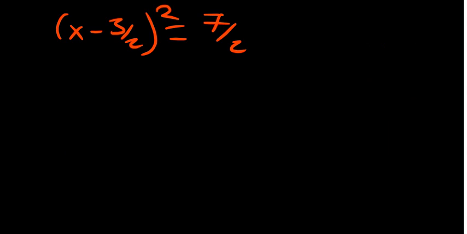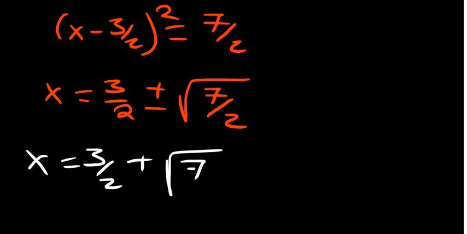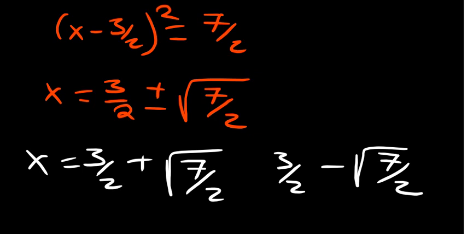So at this point, our value of x is going to be, when this goes to the other side, 3/2 plus or minus the root of what? 7/2. So we have two possible solutions for x: 3/2 plus the root of 7/2, as well as 3/2 minus the root of 7/2. So this is all about the completing the square method, solving a quadratic function using the completing the square method.